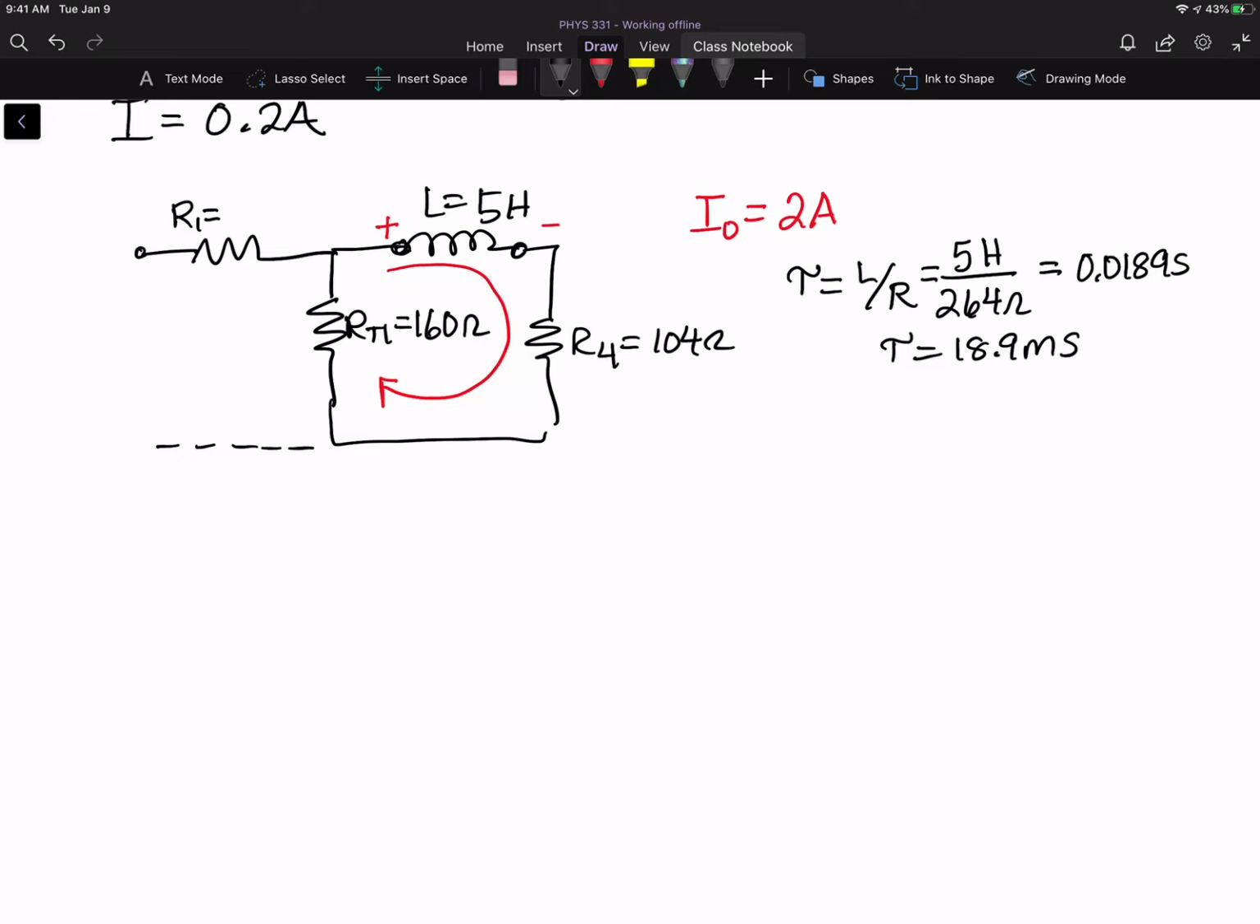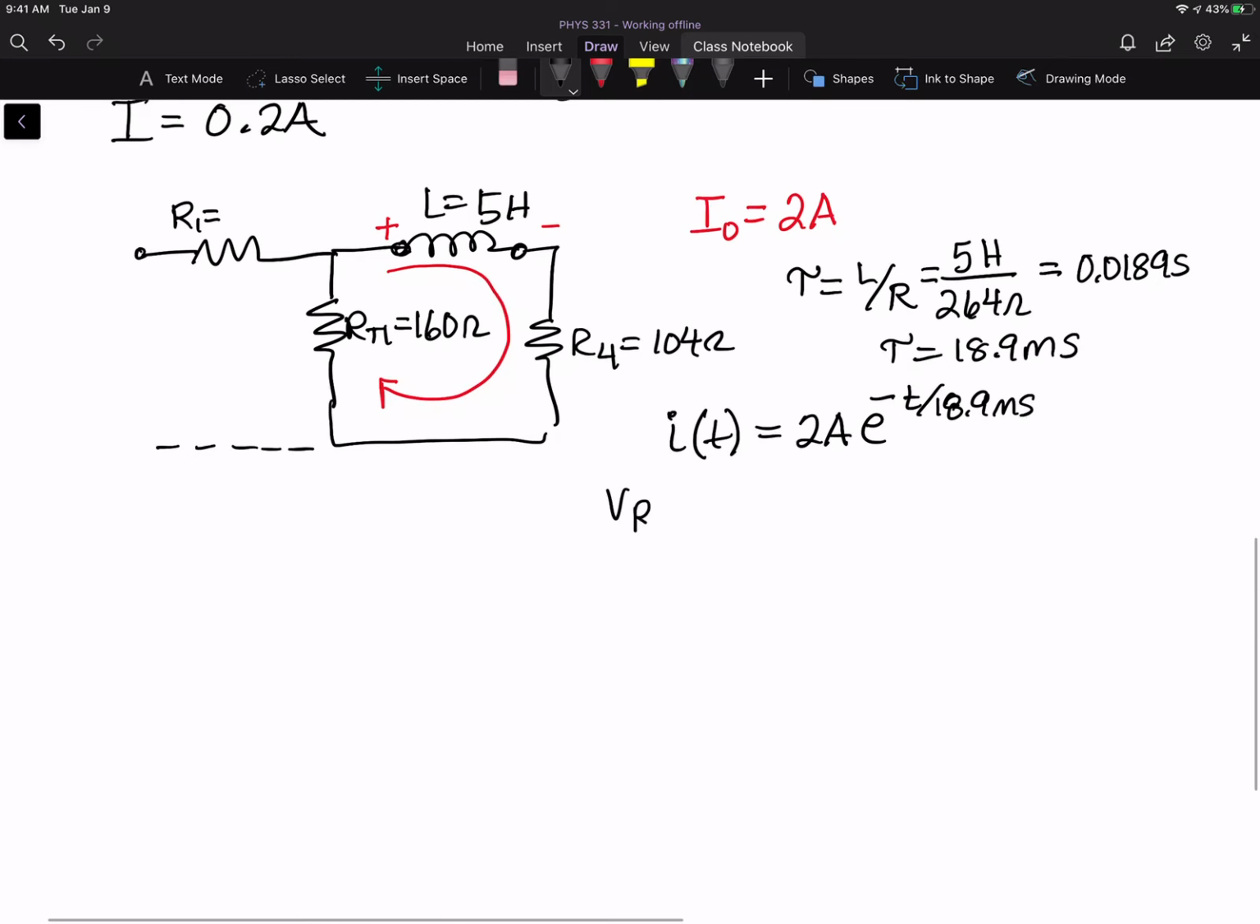So now that we have our time constant, we know that the inductor is basically behaving as a current source to start with. And so initially the current through the inductor is whatever the current was right before the switch was opened back up and the inductor begins to de-energize. So it's 2 amps continuing in the same direction, and the current exponentially decreases depending on what that time constant is. Once we know what the current is, we can determine the voltage across each one of those resistors.